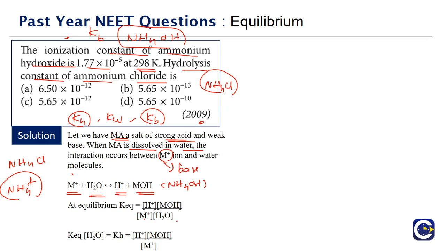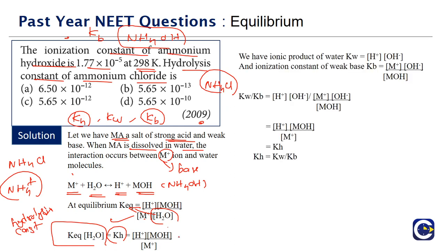Here the water is a pure solvent, so we will take the concentration of water, the active mass of water, to be unity. By bringing it to the left hand side, we will have a modified constant. The modified constant is what we call the hydrolysis constant, which is just H+ into MOH by M+. This is the KH value.